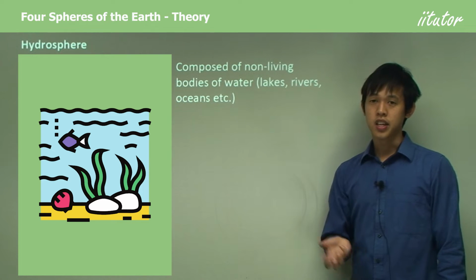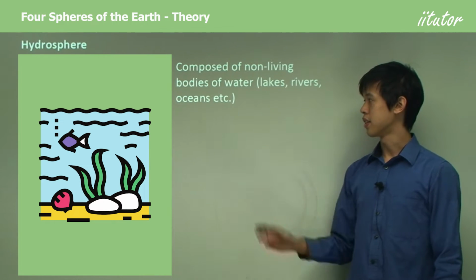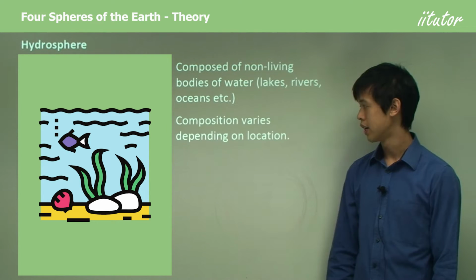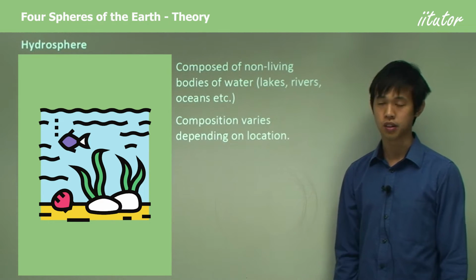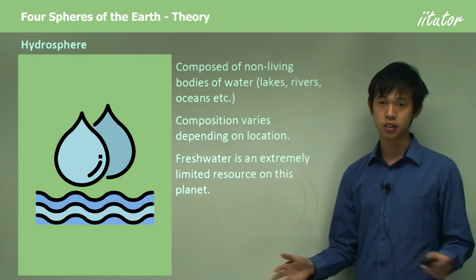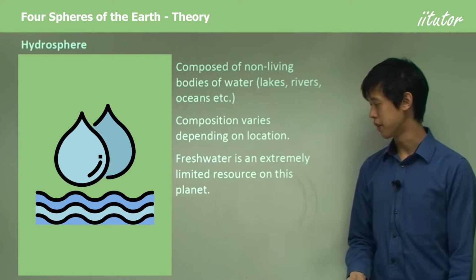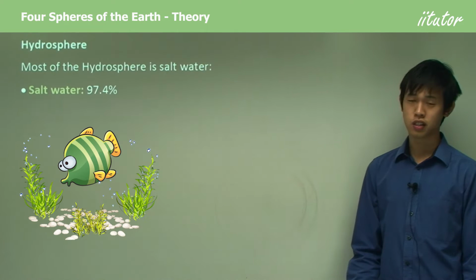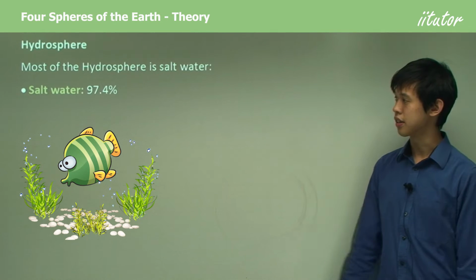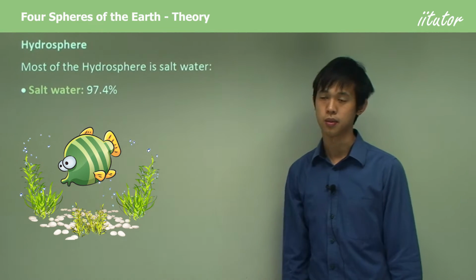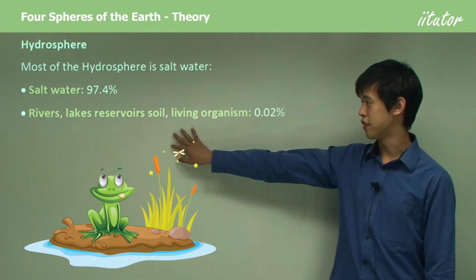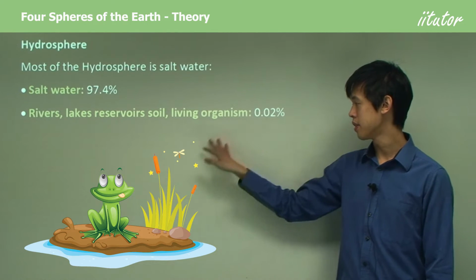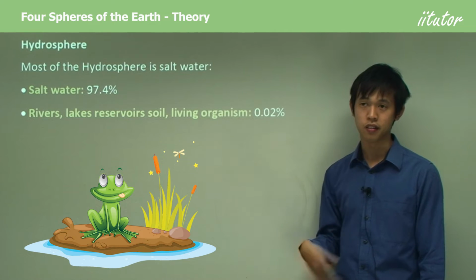The hydrosphere is any non-living body of water, such as a lake, river, or ocean, and the composition varies depending on the location. Freshwater, so no salt in the water, is an extremely limited resource, particularly on this planet, where we have mostly salt water. Most of the hydrosphere is salt water because of the ocean, so it's about 97.4% salt water. Rivers, lakes, reservoirs, soils, and living organisms account for 0.02% of the freshwater on the Earth.